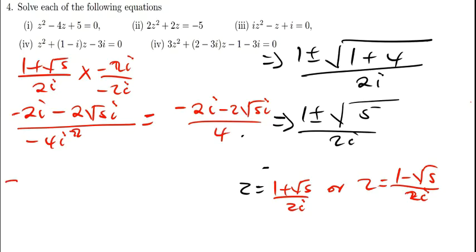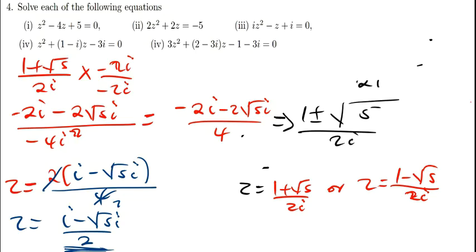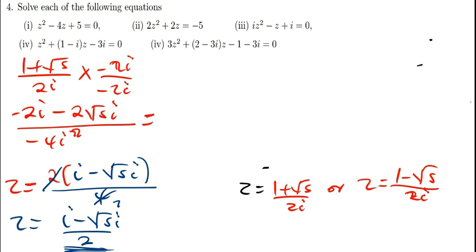So I'll end up having z to be equal to, I can factor out 2 outside. Then I'll have, here I'll remain with i, here I'll remain with the root of 5i, then divide it by 4. So the first answer will be 2 there, 2 there, 2. So we'll have i minus the root of 5i divided by 2. That's my first answer for z. I also have to work out the second part, which is 1 minus the root of 5 divided by 2i. So I'll do the same, times this.